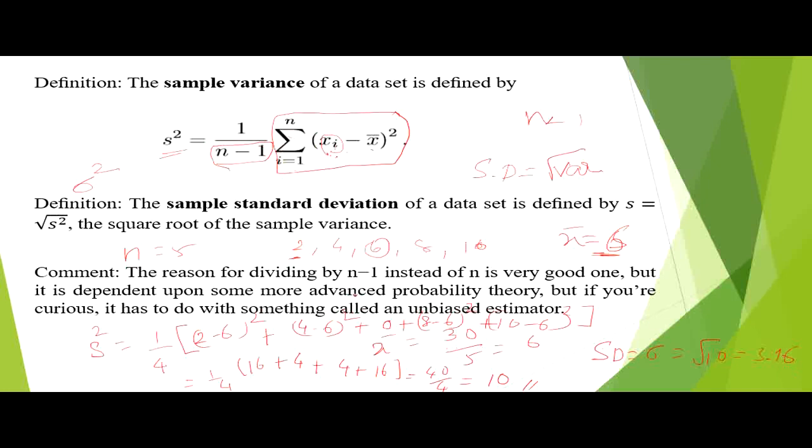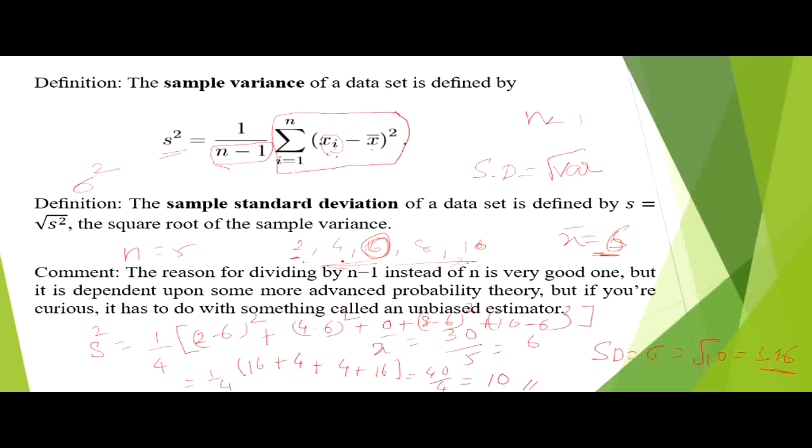It is 3.16. So how far is the variance? Variance is 10. Variance is too big. One data is 2, another data is 10. So from the average they are different by more than 3, the standard deviation 3.16. This is the mean, and your standard deviation is 3.16. That's the way we find standard deviation and variance from the given data.